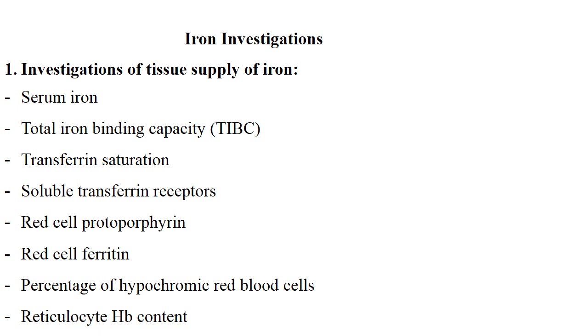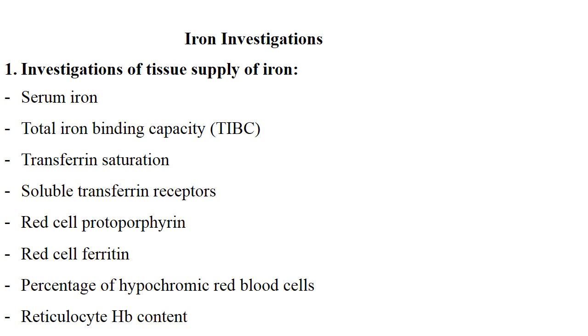In order to make this test more specific, we have introduced another factor, which is the log of ferritin. The ratio is calculated by dividing the soluble transferrin receptor by the log of ferritin. It was found that this ratio has a higher sensitivity and specificity in differentiating between iron deficiency and chronic disorders.